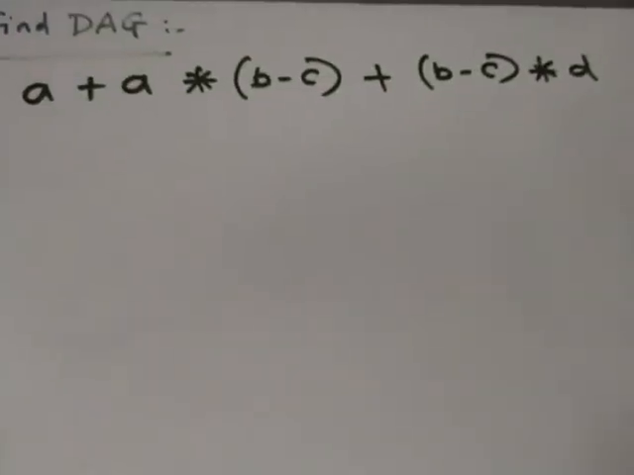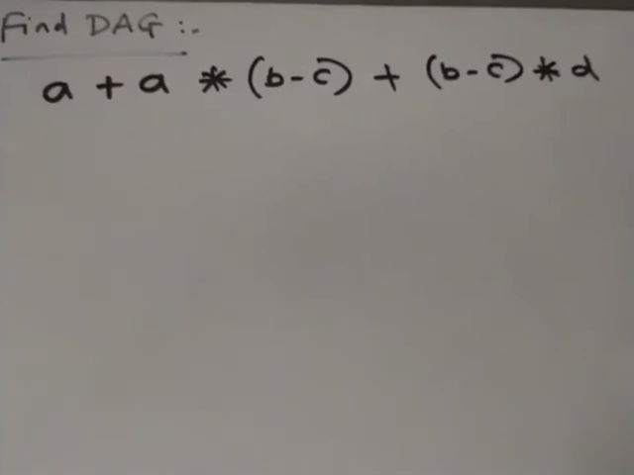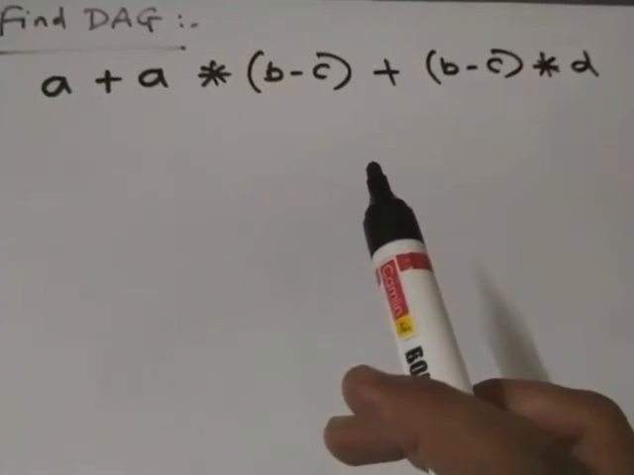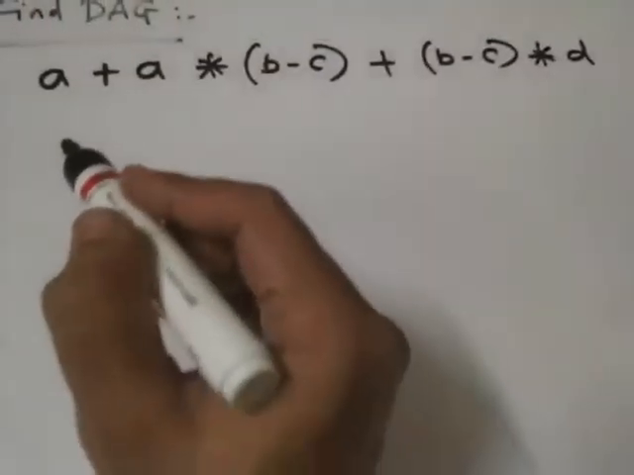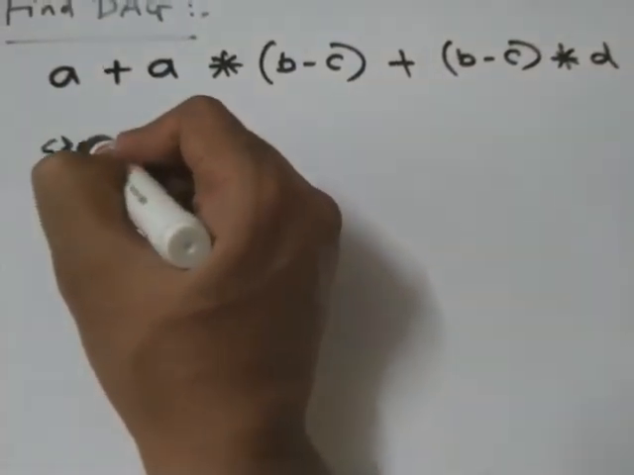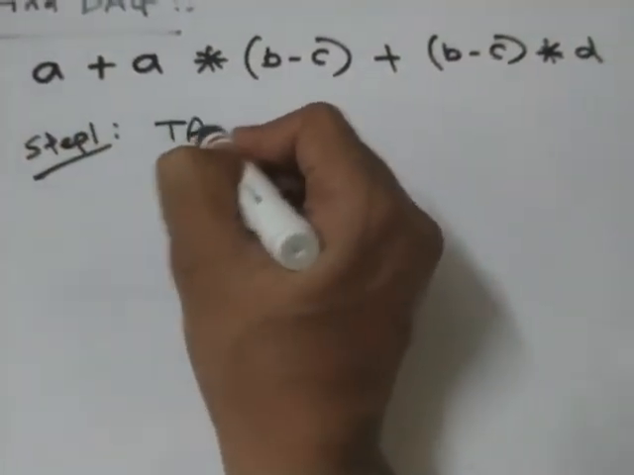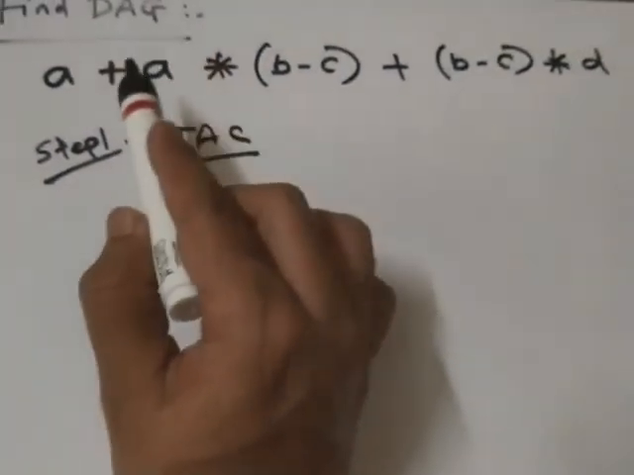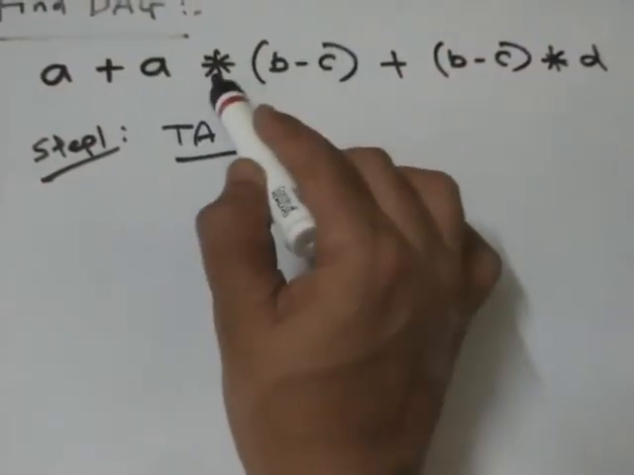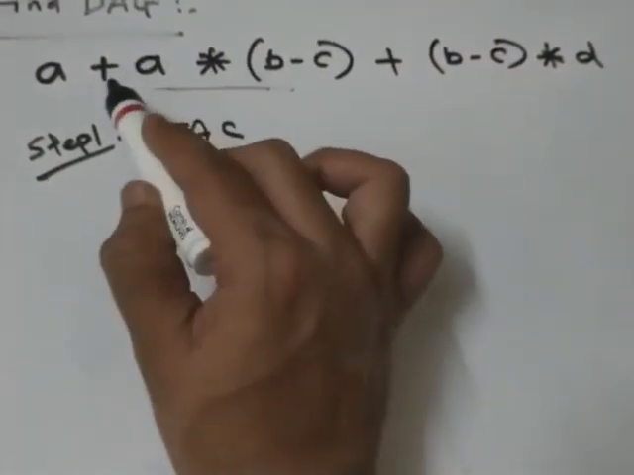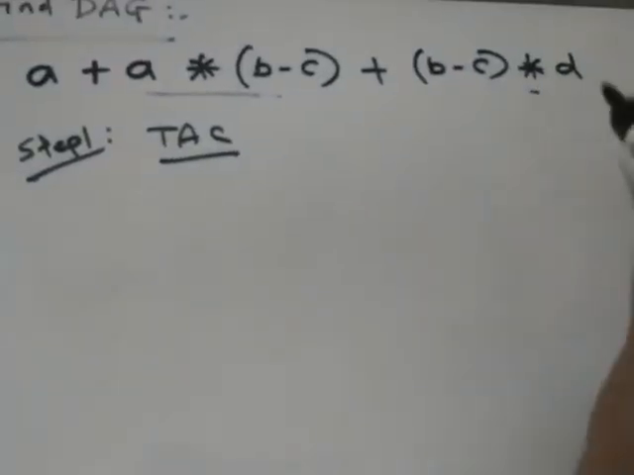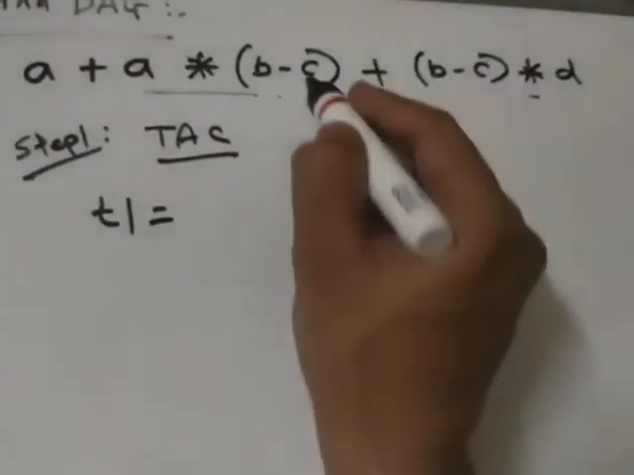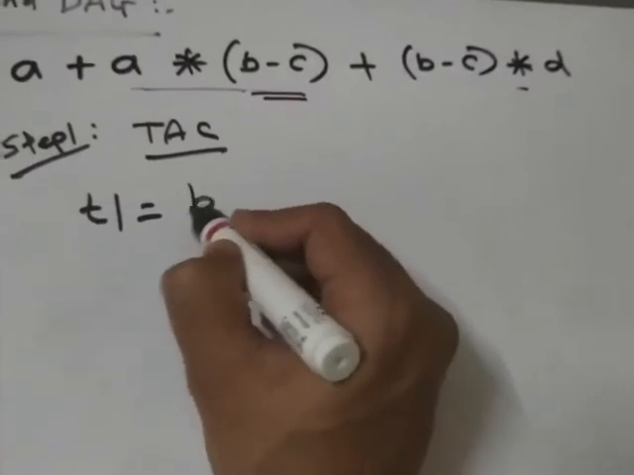Now let us see the next example to find the DAG. The example is a plus a multiplied by b minus c plus b minus c into d. Step 1, as I said, we will find the three address codes. So let us start with it. If you consider the precedence of operators, multiplication has higher precedence over plus. Similarly here, multiplication will have the higher precedence. So our first temp variable for this expression is T1, that is b minus c.